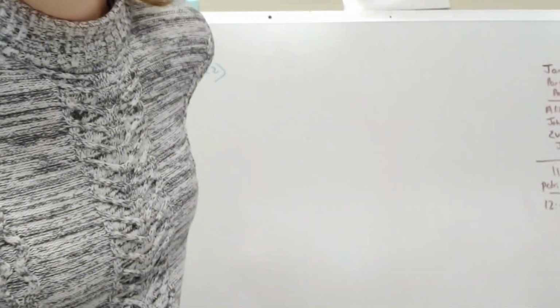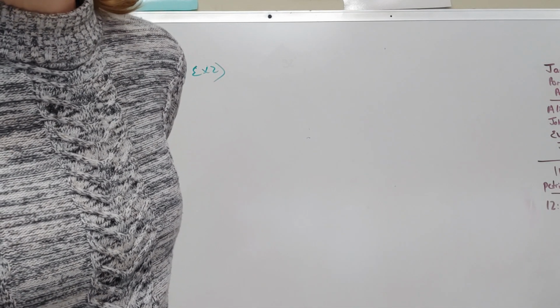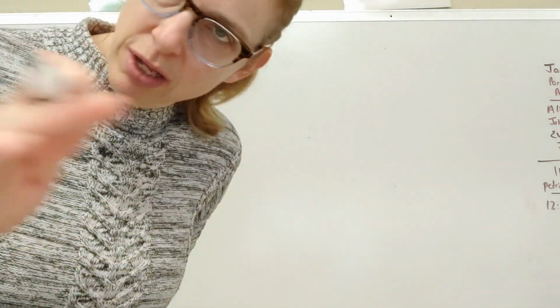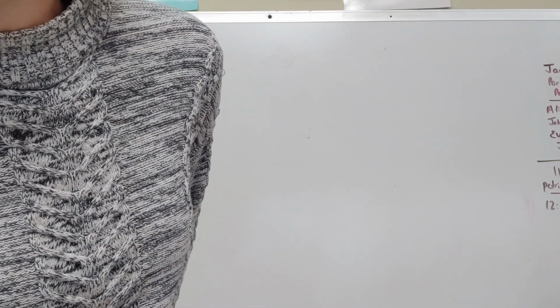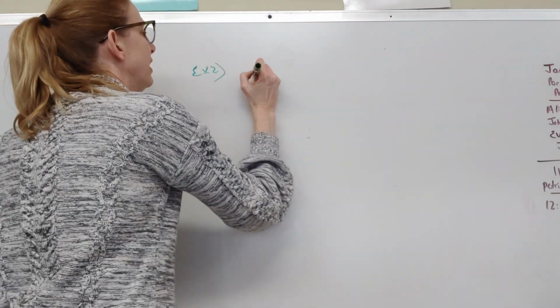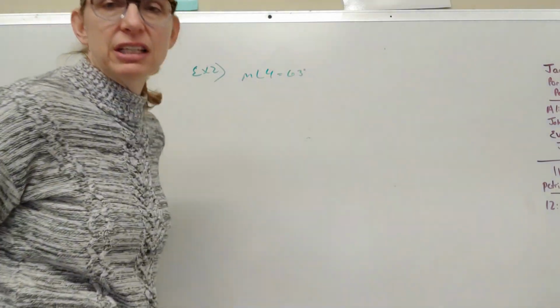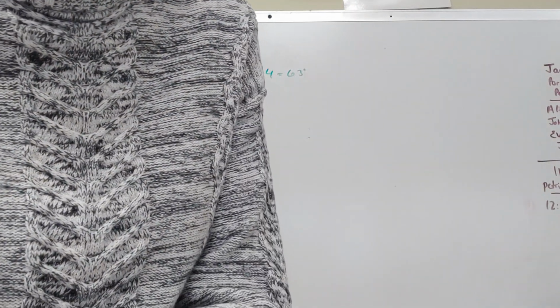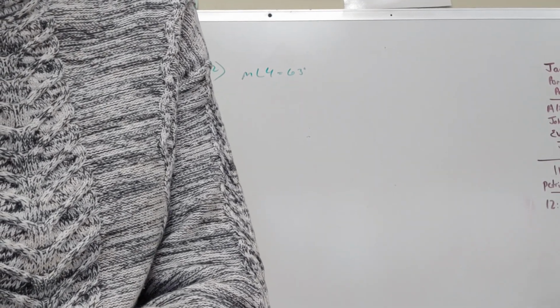Example 2. A carpenter wants to make the hat rack at the left and needs to find all the angle measurements. We're not going to draw the hat rack. He knows that line R is parallel to line S and the measure of angle 4 is 63 degrees. So let's take a look at the picture. The measure of angle 4 is 63 degrees and they're asking what is the measure of angle 5.